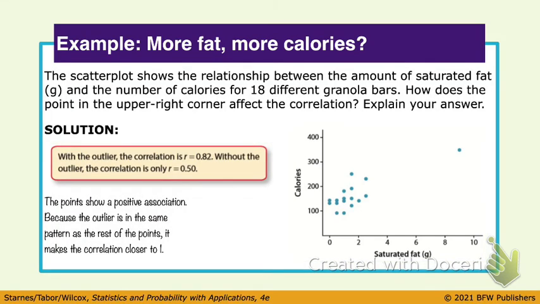Okay, with the outlier, we have a correlation of 0.82. Without the outlier, when I take it out, the correlation is only 0.5. So that point caused the correlation to be stronger. So if we keep the dot, then the correlation would be stronger. If we take it away, the correlation gets weaker.